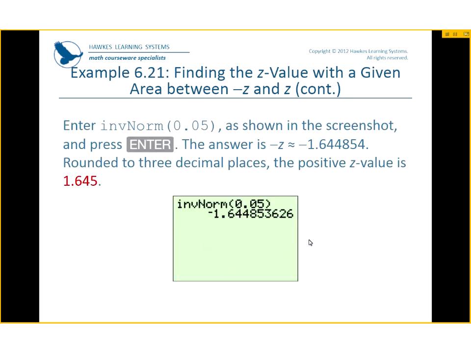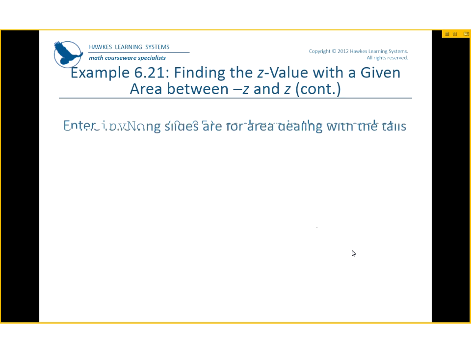But let's look at it with the calculator. So do second var 3.05. Okay, where was that 0.05? Remember, that was one of the tails. So if I hit enter, I get negative 1.64. Our negative z is negative 1.645, and our positive z is 1.645. Make sure to see what they're asking for in that question in Hawks, because they might be asking for the negative or the positive.